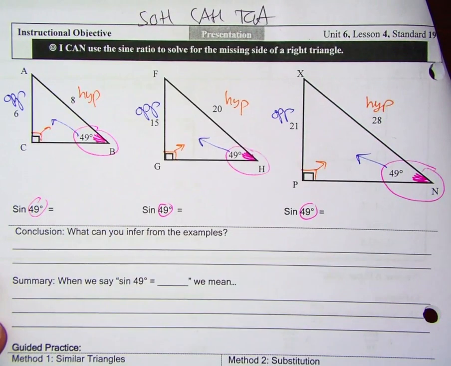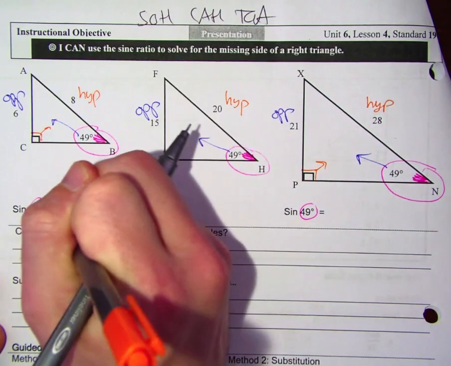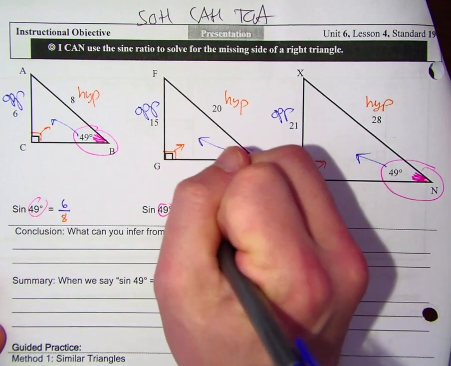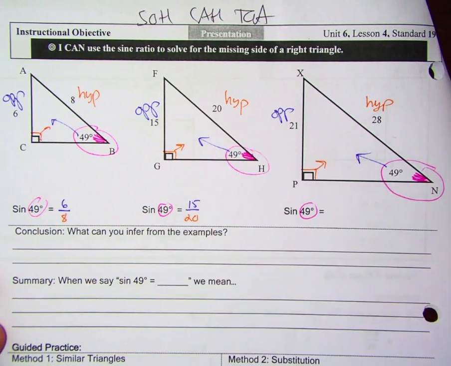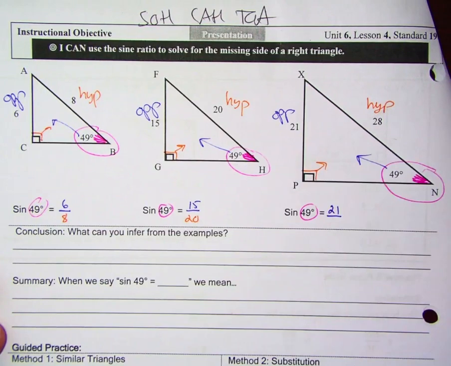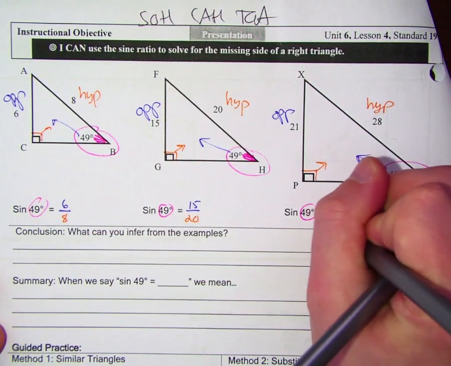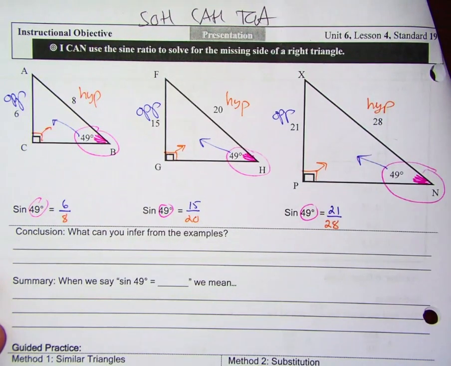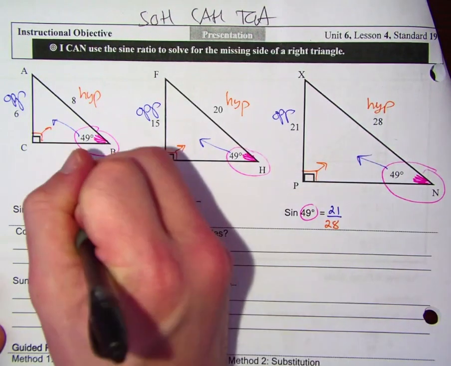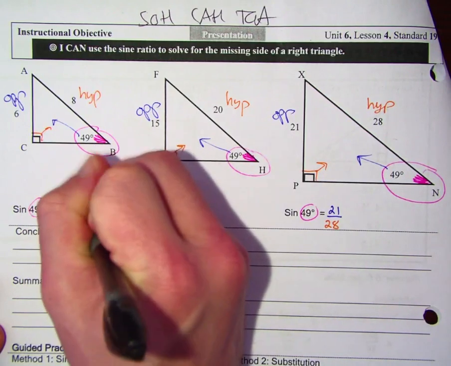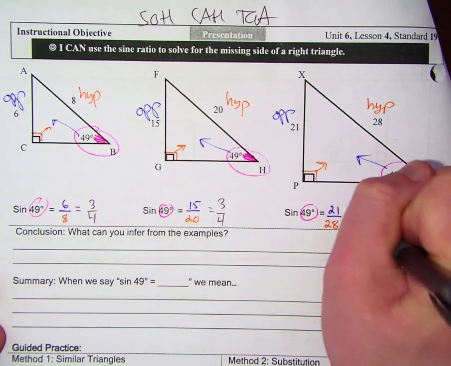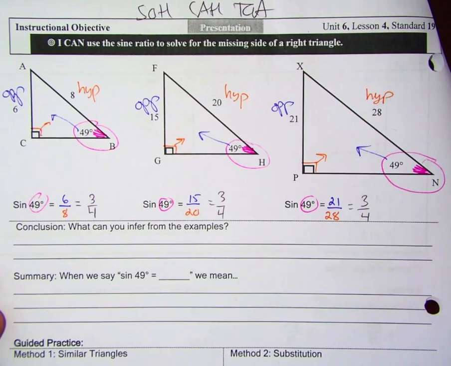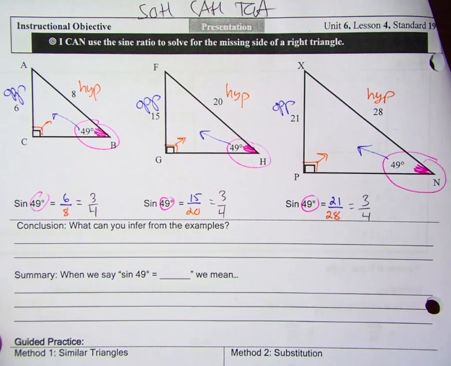So in this case, I'm going to be looking at 6 over 8, 15 over 20, and 21 over 28. They all look different. However, if we reduce them all, you're looking at 3/4, 3/4, 3/4. So what can we infer from the examples?